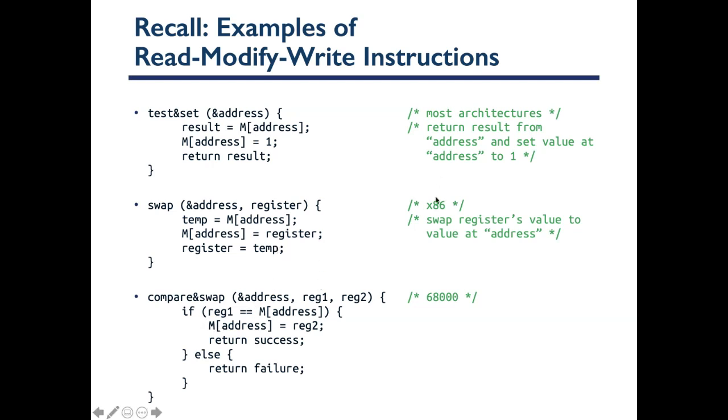Then you have compare and swap. What this one does, it gets an address and 2 registers. It checks to see if what you have in the address matches register 1. And if so, then it changes that value to register 2 and it returns success. But if the value in the memory at the address that you gave is not equal to register 1, then you get a failure. And again, all of this happens atomically.